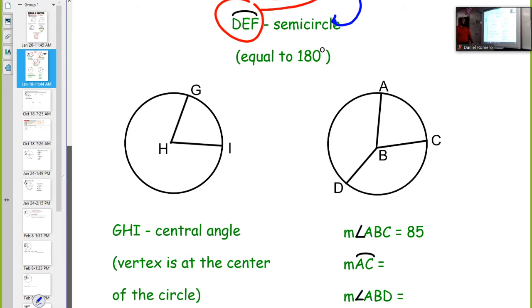Here we talked about central angles already. How do you, if you were to construct a central angle, how would you make a central angle? What is a central angle made up of?